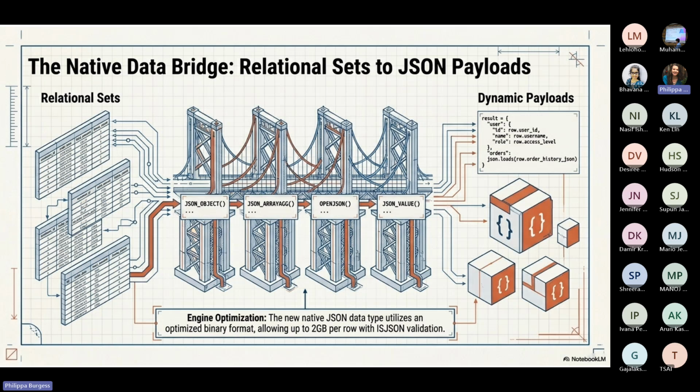Engine optimization: the new native JSON data type utilizes an optimized binary format, allowing up to 2 gigabytes per row with ISJSON validation. But the big takeaway here is that JSON and all of these JSON commands are absolutely on the exam.